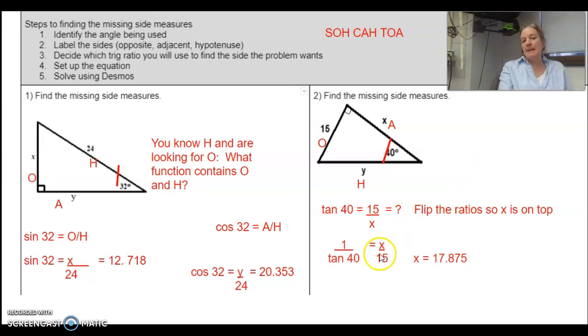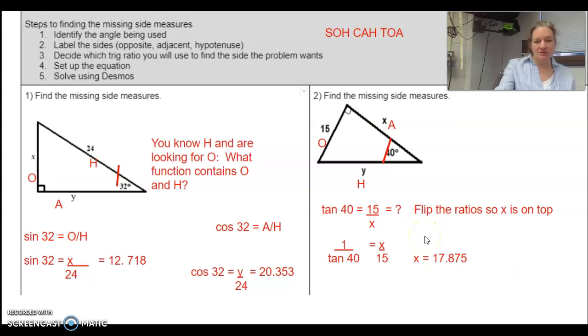So I'm going to put in 1 over tangent of x. So I flip the first ratio, and I flip the second ratio. Okay? And when I do that and I put that into Desmos, check my math because you know I make mistakes, I get 17.875. So that's the first one. Now I need to find y.